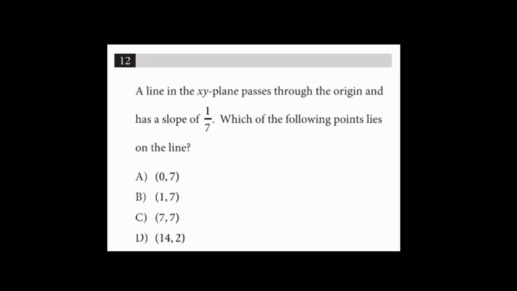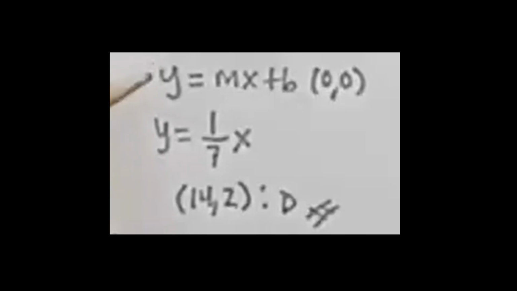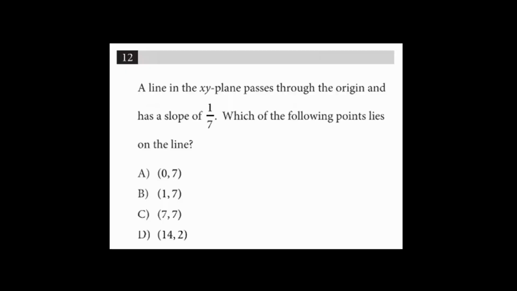So here's the problem. Pause the video if you don't want to see the solution yet. We have a line passing through the origin, which is 0, 0. We're going to use the equation y equals mx plus b, but since it goes through the origin, the y-intercept b is 0. And so with our equation of y equals 1/7 x, we have to look through these answers and see which ones work. It may take a second, but you'll realize that the only one that works is D by plugging in the values.